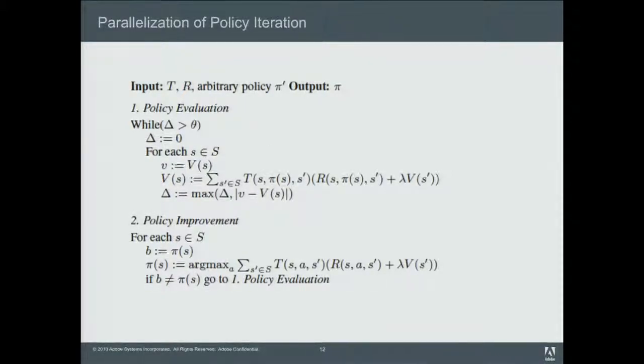In the policy evaluation step, we are basically taking a policy that we already have. So again, a policy is a map from a state to an action. And for this policy, we want to find out what is the value of a state if we employ this policy.